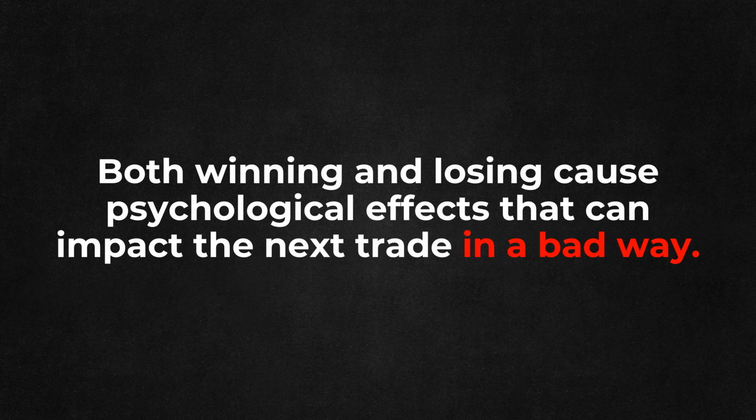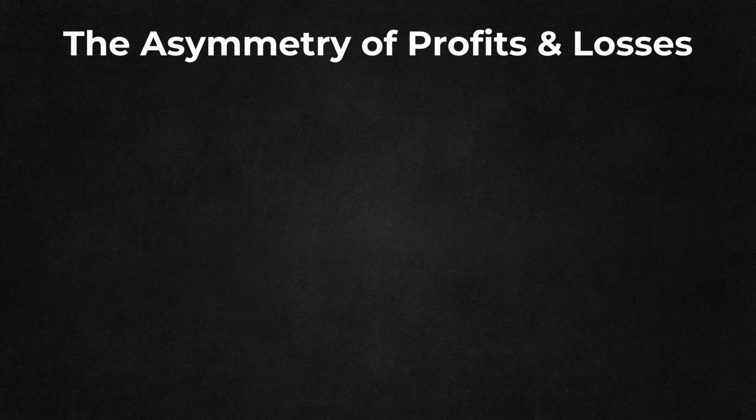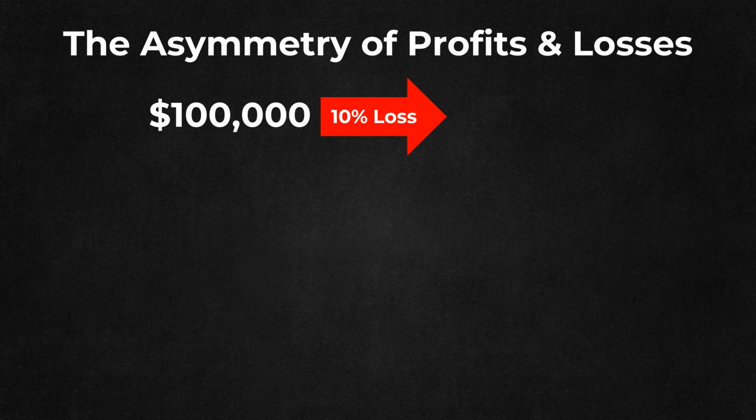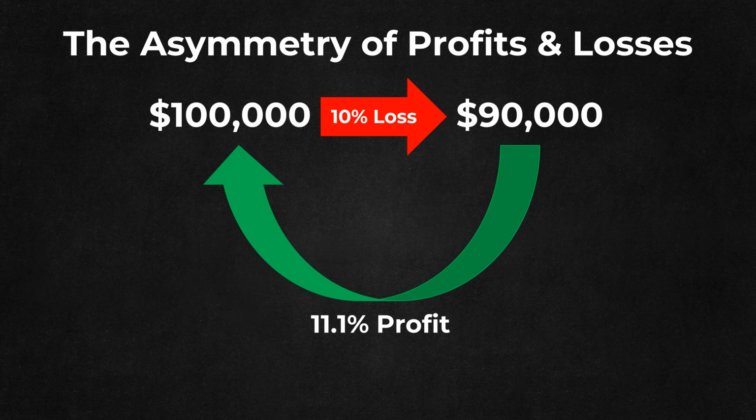Another thing that many traders also overlook is the inherent asymmetry of wins and losses, which puts all traders in a disadvantageous position before they even start trading. This is very simple to understand with a practical experiment. Imagine that you have $100,000 and you experience a loss of 10%. Your account will go to $90,000. In order to go back to the $100,000, you now need a profit of 11.1%.